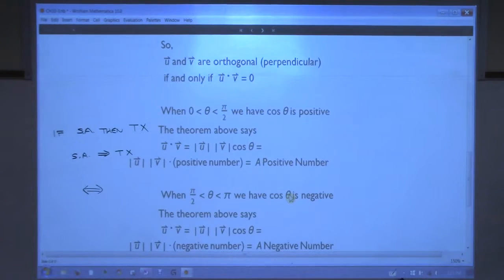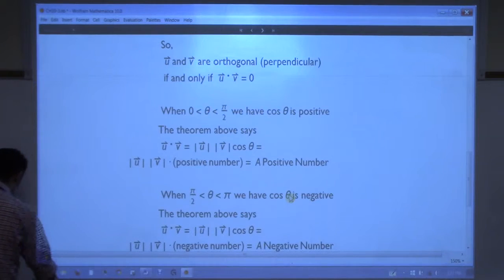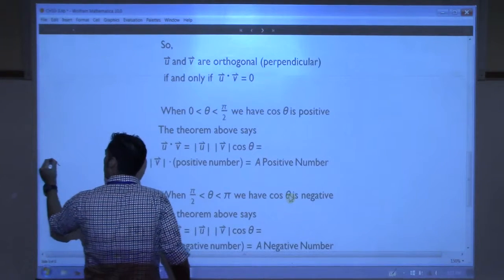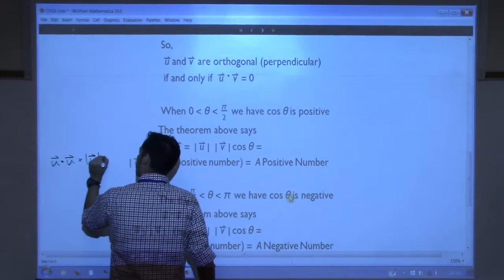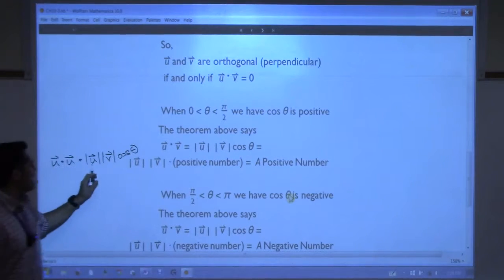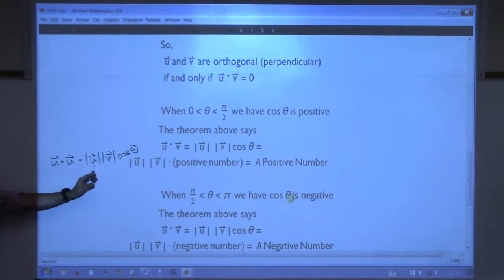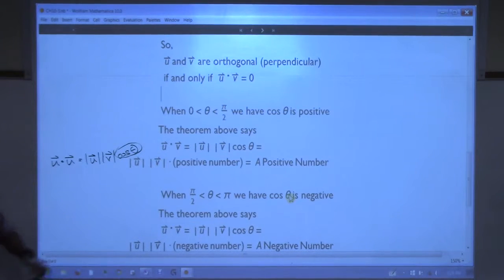Now, go back to the formula that I erased a second ago, that good old dot product. Does everyone agree that the magnitude of u is a positive number? The length of a vector is positive? Should be, right? So the only thing that could possibly make the dot product become a negative number is the value of cosine, isn't it? And that's what the next note says.